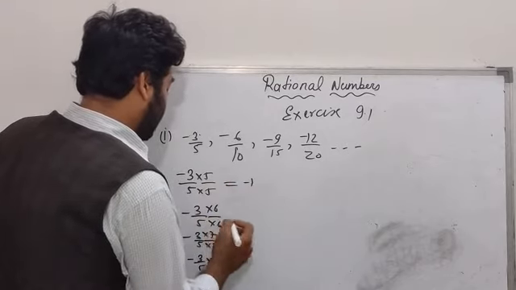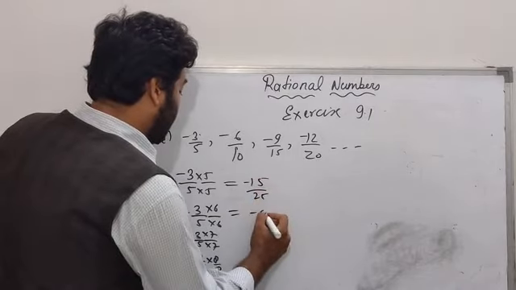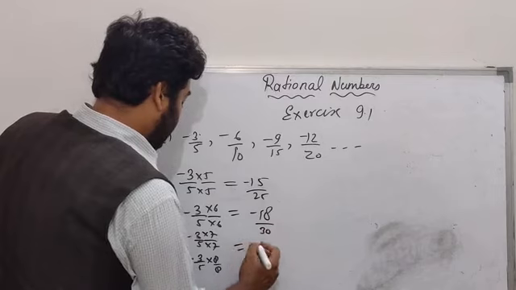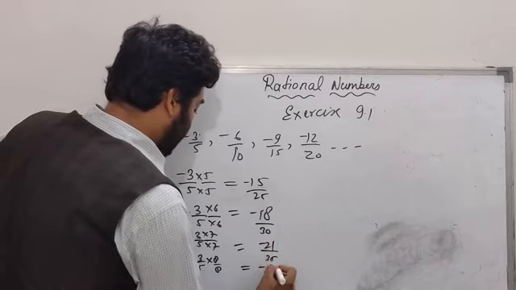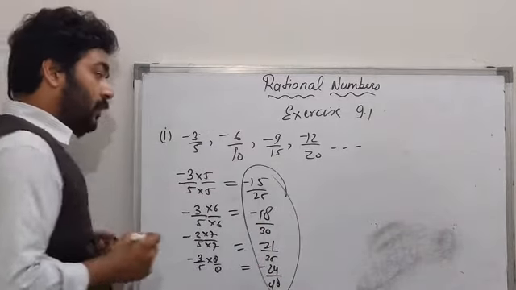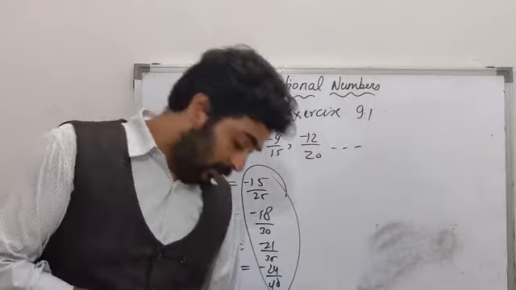-15 upon 25, -18 upon 30, -21 upon 35, and -24 upon 40. These are the 4 rational numbers. Next 4 rational numbers of this pattern.